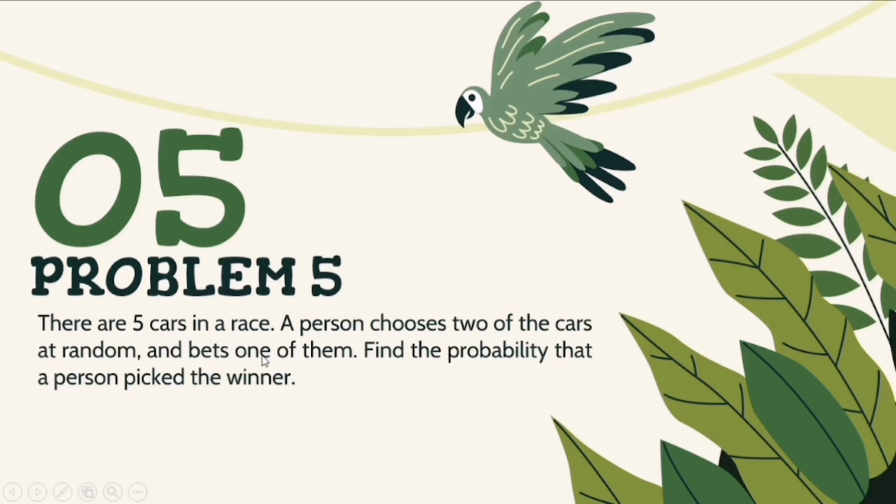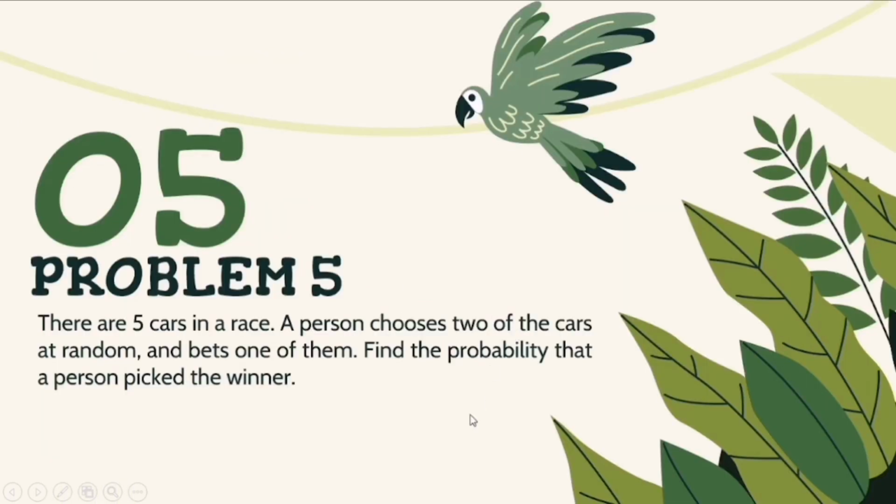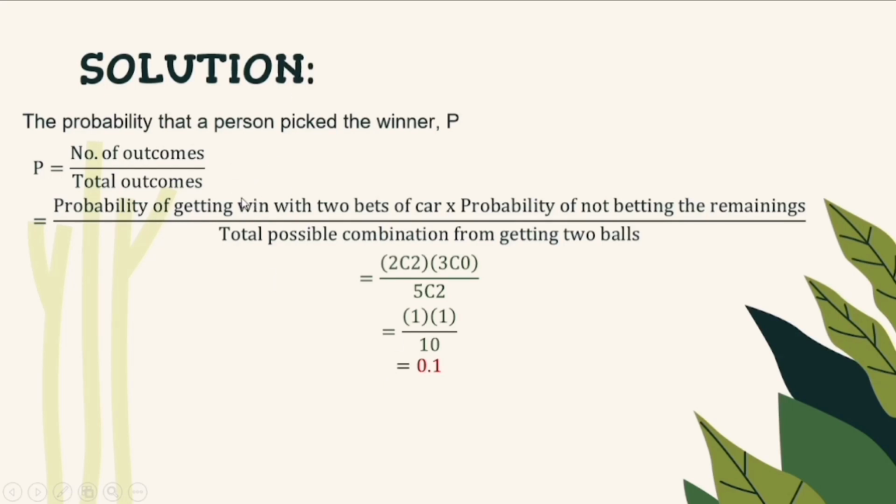There are 5 cars in a race. A person chooses 2 of the cars at random and bets on them. Find the probability that the person picked the winner. So the requirement is the probability of the person picking the winner. In the problem, he can choose 2 cars to win, as the assumption and requirement.